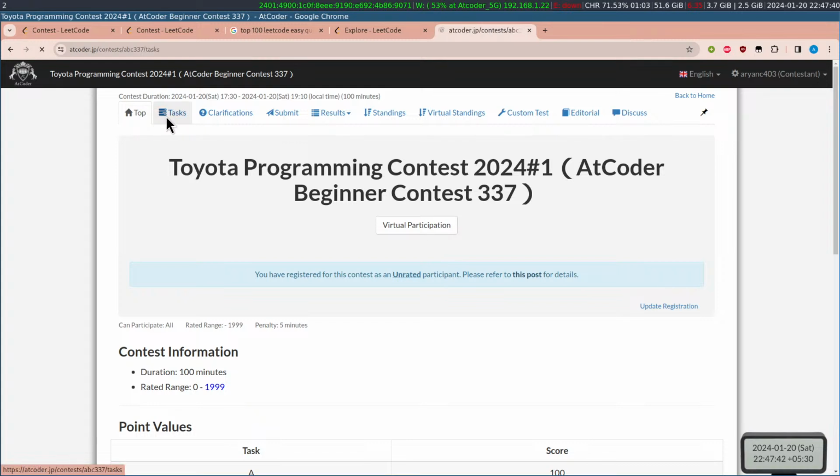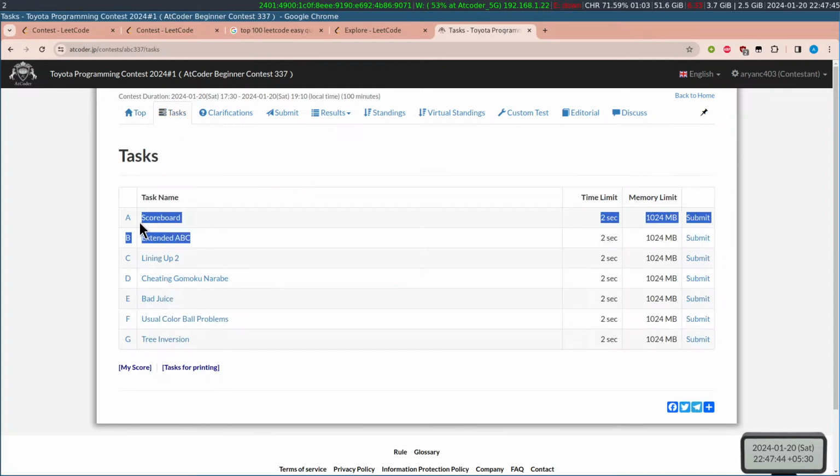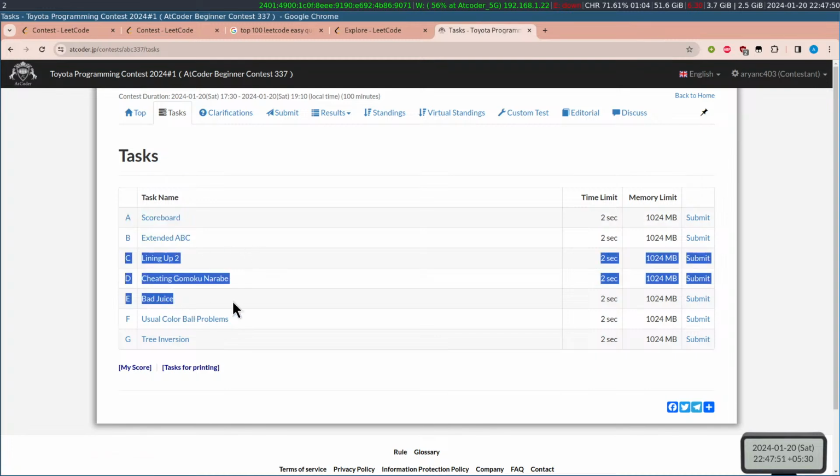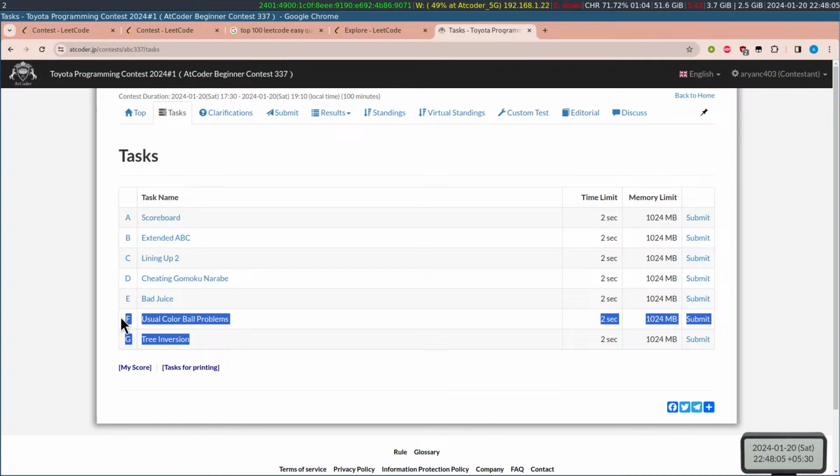In this case, there are generally 7 problems. The difficulty of the first two problems is the same as LeetCode's first problem, and then C, D, E are generally some standard problems which might have already appeared before as well, and their difficulty is generally equivalent to the third and fourth problem. And then F and G are sometimes harder than LeetCode hard.